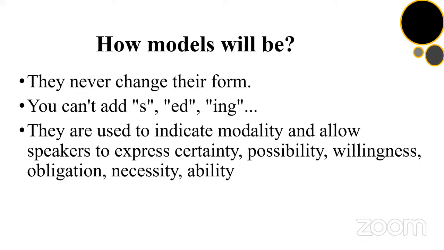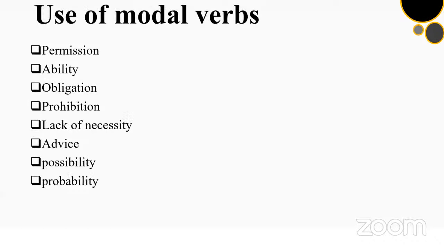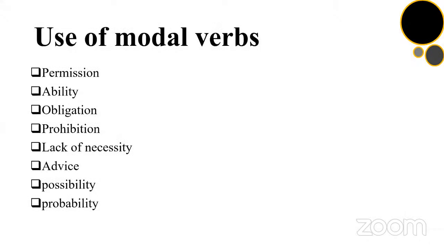Okay. So what are the uses of modals? When you talk about possibility, probability, prohibition or obligation, for example, you must not enter into the forest zone, that is prohibition, right? Then lack of necessity, ability, and asking permission, like, May I come in? So the uses of modals are permission, ability, obligation, prohibition, lack of necessity, advice, possibility, and probability.